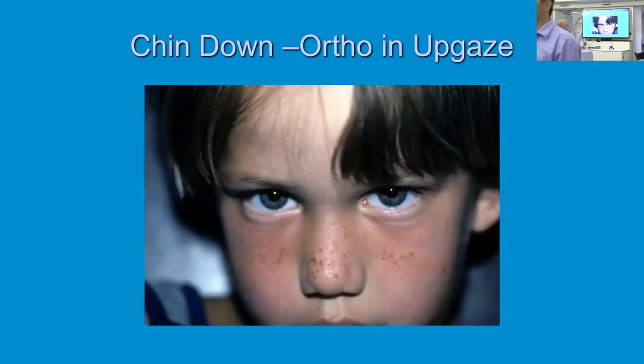So here's a boy who, when he wants to look at things, keeps his chin down like this to look straight ahead. Và đây là cái tư thế bù trừ, khi mà nó có hội chứng này thì bệnh nhân sẽ cúi mặt xuống thì nó sẽ làm cho cái mắt nó thẳng trục. So in this position with his chin down, his eyes look like they're in good alignment.